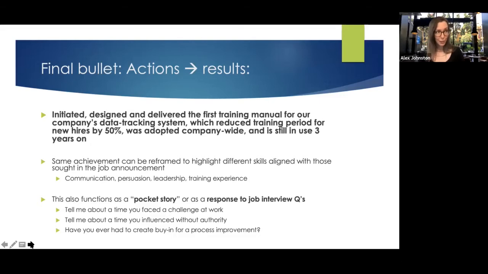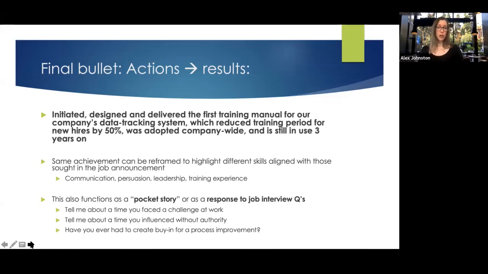I love this phrase very much because not many of us have authority to tell people what to do and get them to do it. So often we're trying to persuade people to do things without having the organizational authority to make them. So to use this type of bullet point, or a pocket story, a STAR story, to answer that type of question can be very effective because it shows you have the persuasive communication skills to get people to do things without having that structural position of power necessarily.